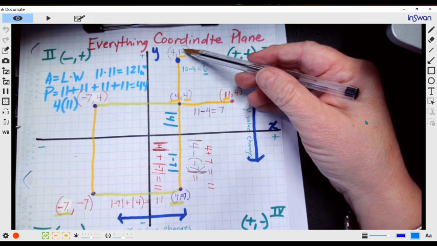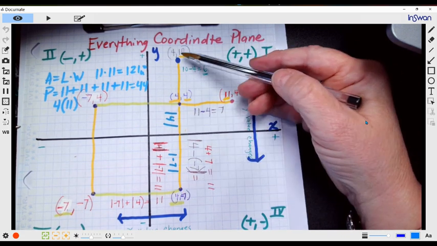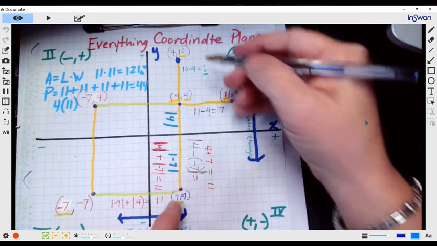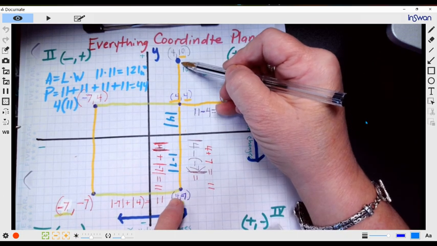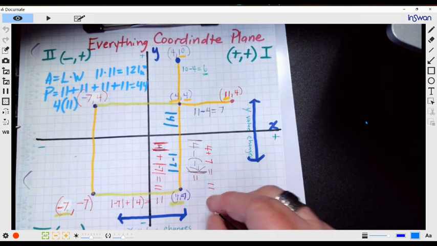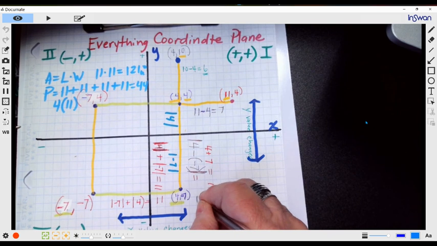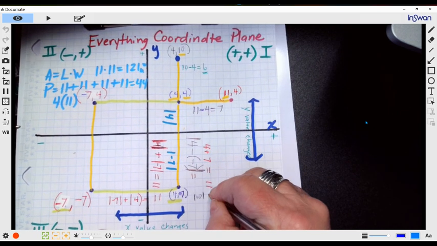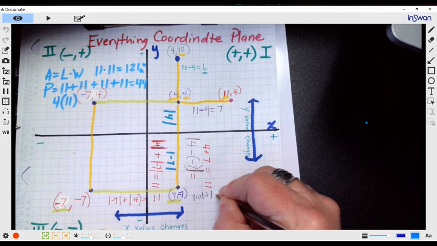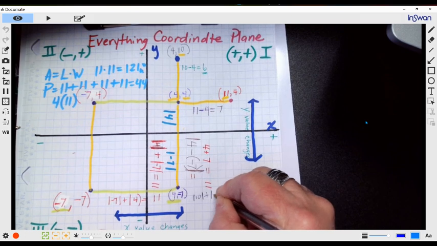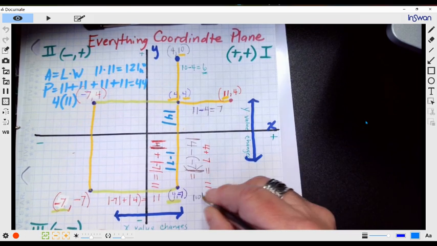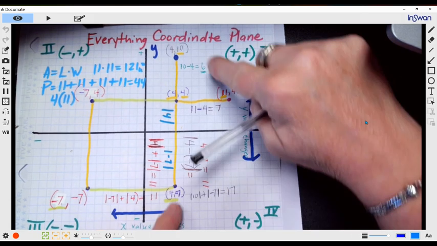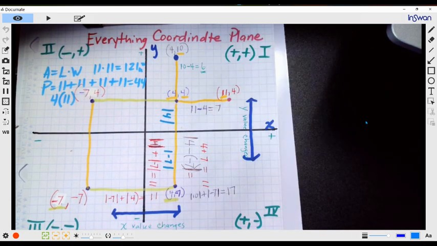What if I were to do from this point to this point? I have a 10 and I have a negative 7. If I was going from this point at the top to this point at the bottom, it would be the absolute value of 10 plus the absolute value of negative 7. So 10 plus 7 is going to be 17. So from here to here is 17 units.